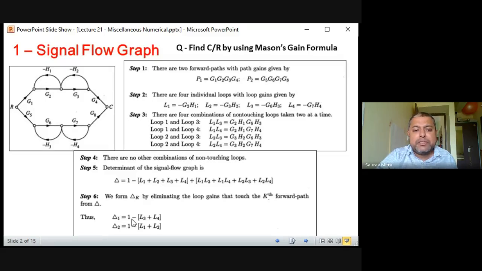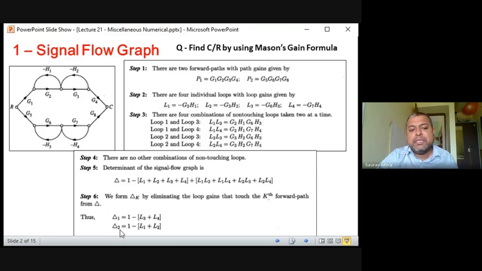So what will be delta 1? This will be 1 plus G6 H3 plus G7 H4. Same thing whenever you are doing for this part, below part, that is P2, you are finding delta 2. You are finding that this P2 is actually touching this loop L3 and L4, but this P2 is not touching L1 and L2. But L1 and L2 are touching each other.